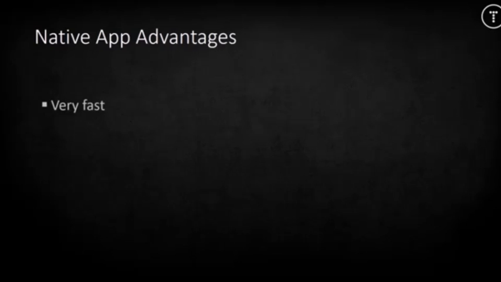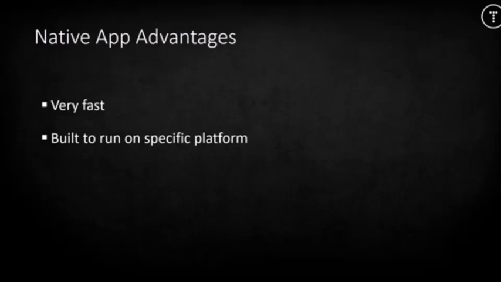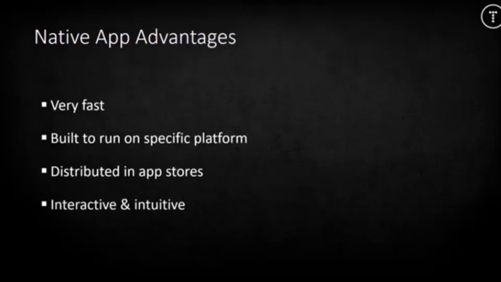All right, with that said, native apps are very, very fast, and that's because, like I just said, they're built for that specific platform. Android, iOS, and Windows phones all have their own language and SDKs. Native apps are also very easily distributed into app stores, whether it's the Apple Store, Google Play, or the Windows Store. Native apps can be approved very easily. Native apps are also much more interactive and intuitive. Things run much smoother as far as user input and output.